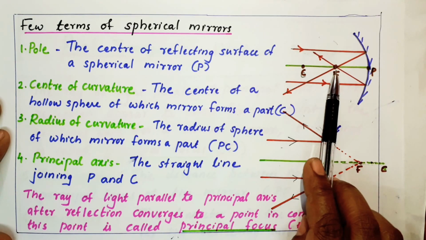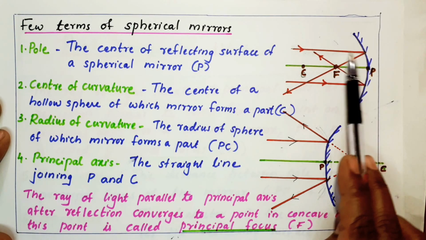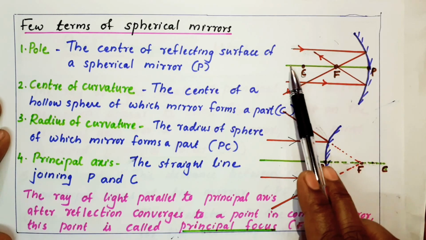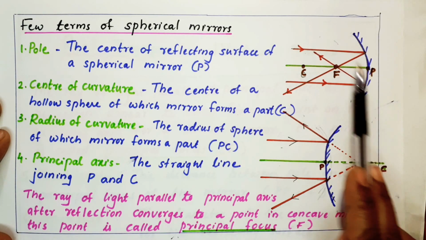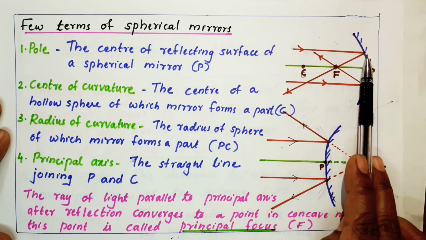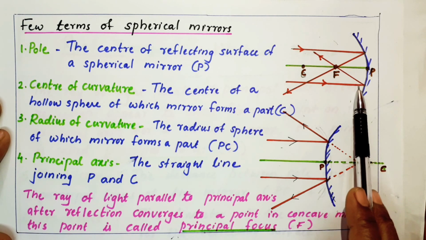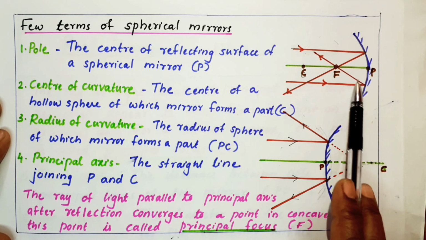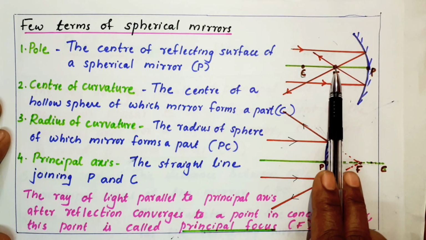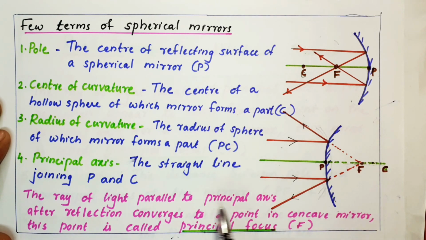See, for a concave mirror, this light ray is going parallel to a principal axis. This red line is parallel to principal axis. This red line is also parallel to principal axis. Means two incident rays which are parallel to principal axis, after reflection, you can see that they are converging to a point. That point is called principal focus.